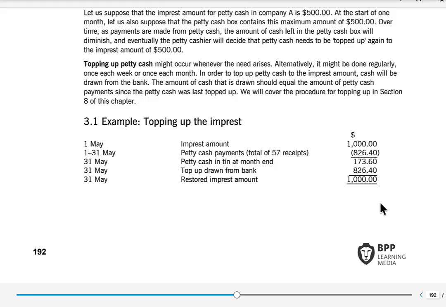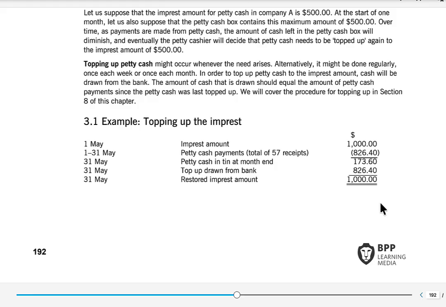What the petty cashier would physically do in real life. At the end of the month, the petty cashier will do these actions. 1. Collect and total all the receipts. In this case, the total is $826.40. 2. Count the cash left in the tin. In this case, it is $173.60.